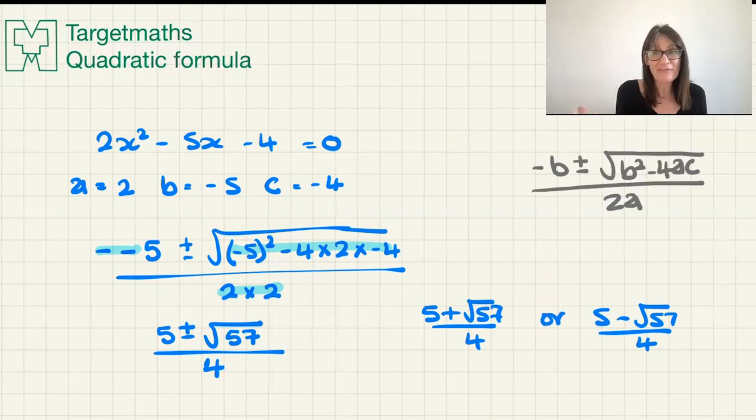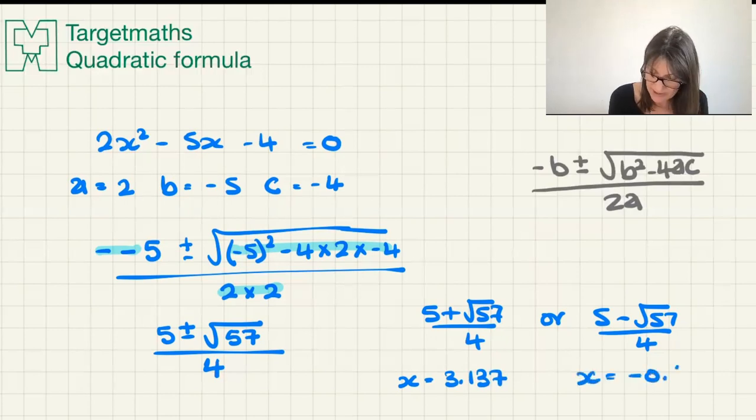But if I have to get the decimal version, then it will go S to D if you've already got that displayed on your calculator, or you pop that in, and you will get that x is equal to 3.137 or x is equal to minus 0.637. So that is the quadratic formula.